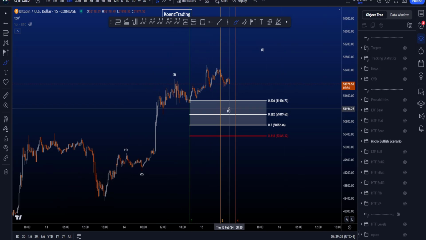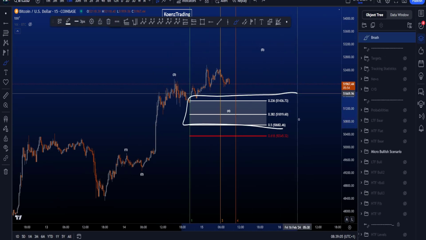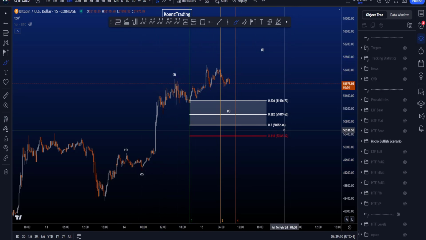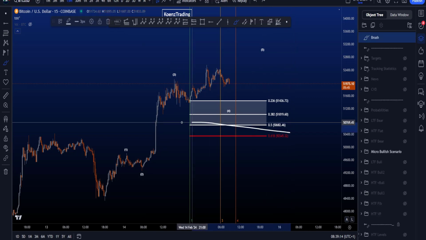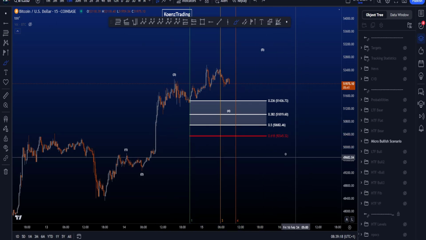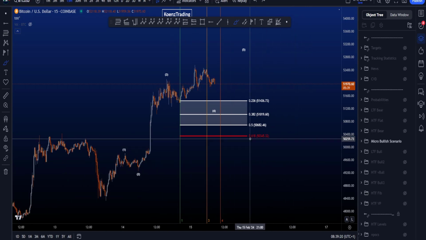Therefore, I extended this wave 4 and still keep the target area for a wave 4 on my chart, taken from the low of 2 to the high of 3 here, sitting between 51.4K and 50.6K, with the 0.618 at 50.3K being the invalidation for this particular scenario.